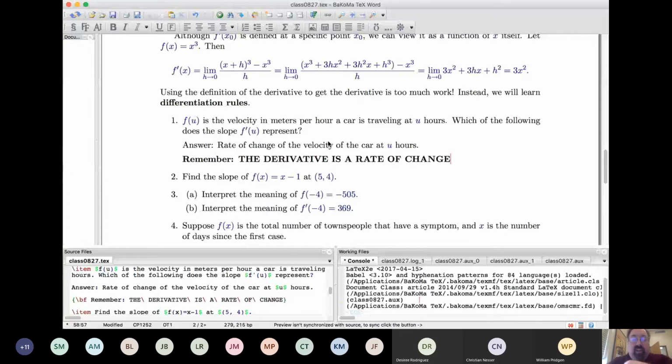All right. So if a question is asking you, what does f prime represent? It is always a rate of change of whatever the function represents. F is velocity, therefore f prime is rate of change of velocity. It might be phrased in different ways, but it still boils down to it's a rate of change.